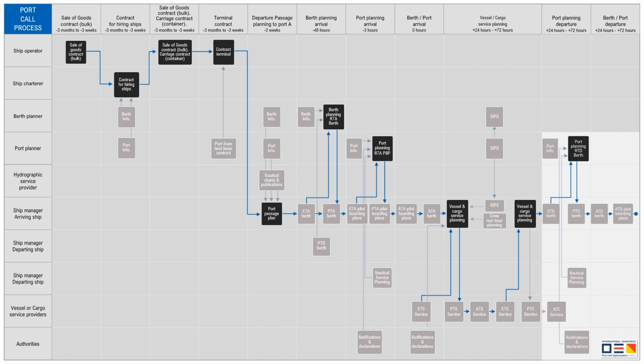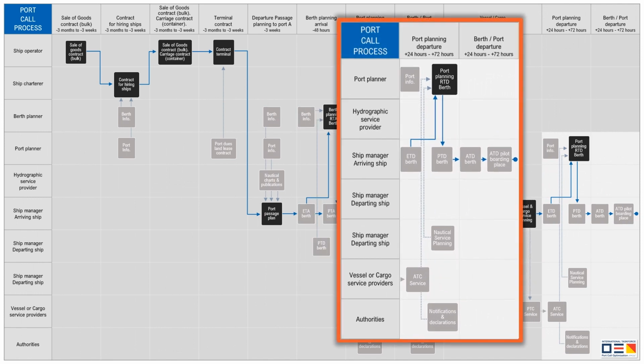This phase concerns when the ship can leave the berth and port, depending on availability of nautical services, the fairway, and weather or tidal conditions. The planning of the ship's departure from port is the same as that of arrival, namely, estimated time of departure, or ETD, from the ship manager, requested time of departure, or RTD, from the port planner, planned time of departure, or PTD, confirmation comes from the ship manager to the port planner.